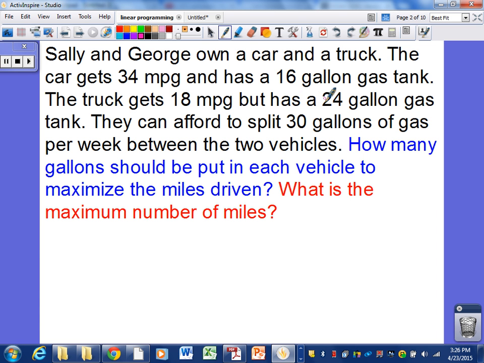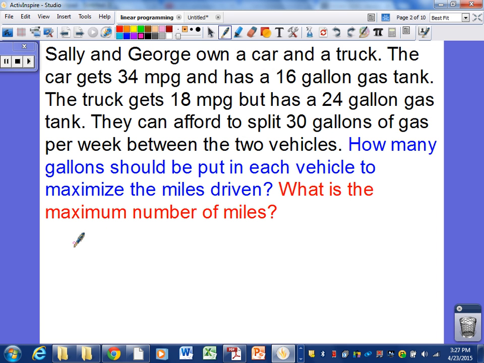That would be too many gallons right here. 40 gallons if you're going to fill them both up all the way, but we can only afford 30 gallons of gas. Okay, they're on a budget, they are living within their budget, so they've budgeted 30 gallons of gas and do not want to exceed that.